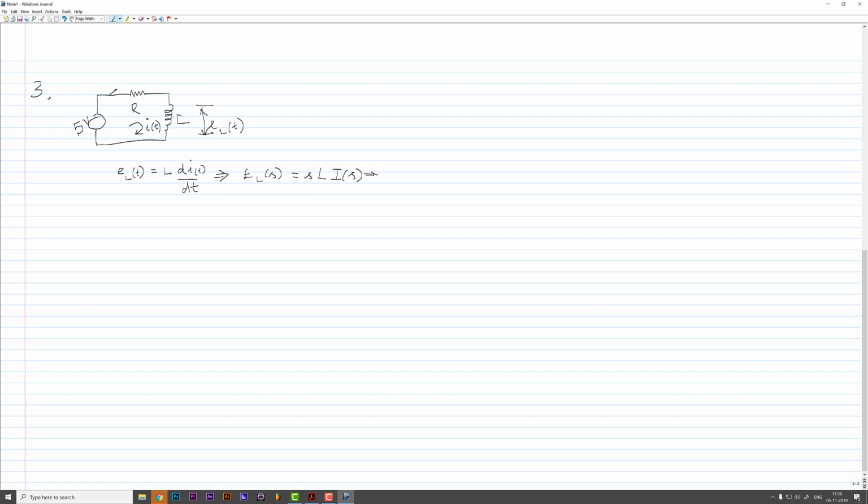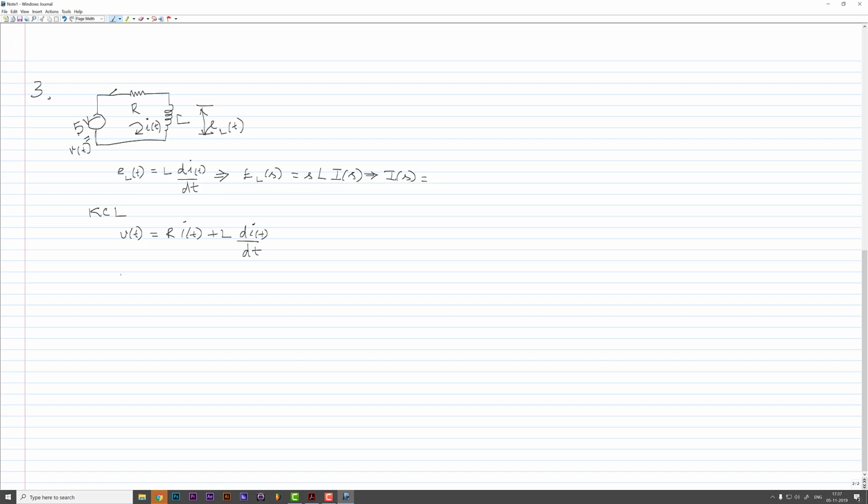So that is I of s. I can get some value, keep it there. Now you can use KCL. So if this voltage I keep it as V of t, that is 5 volts, V of t is equal to R I of t plus L into dI of t by dt.